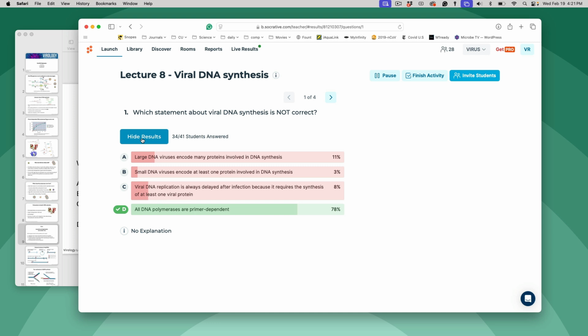The answer is D. All DNA polymerases are primer dependent. That's wrong. Some of you picked the other ones. Large DNA viruses encode many proteins. Yeah, that's true, right? Isn't it true? All small DNA viruses encode at least 1 protein. That's true. DNA replication is always delayed. Now, those of you who picked those, they're individually correct, but I want to know which one's wrong. So it's all DNA polymerases are primer dependent.